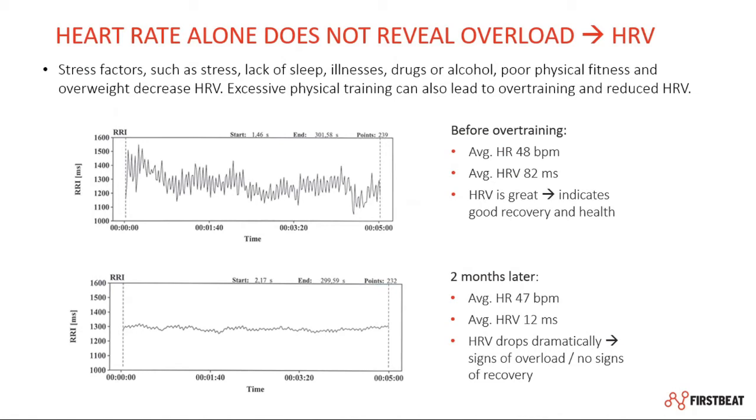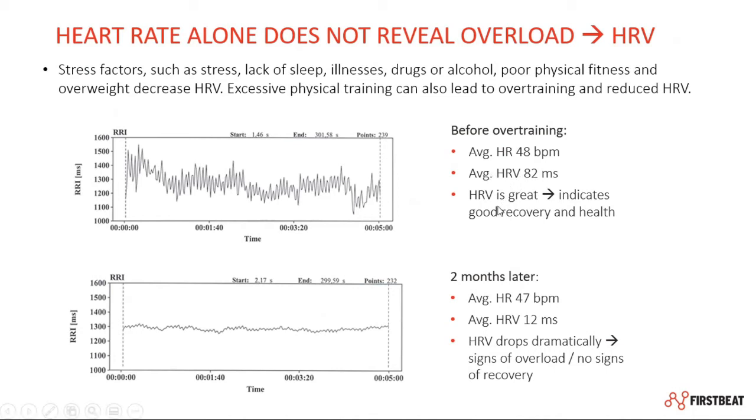And that's what this example here illustrates, just to highlight the idea that heart rate alone does not always show that something is not going well. This is an example of an athlete before the overtraining situation where they were in a very good training status, training hard, but in a balanced way. Their average heart rate during a 5-minute resting measurement, which is the RR intervals here, was 48 beats per minute, and the average heart rate variability was 82 milliseconds. The variation is great and healthy, indicating good recovery, good training status, and good health.